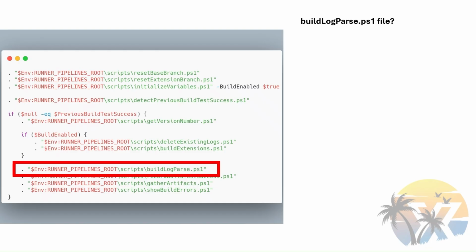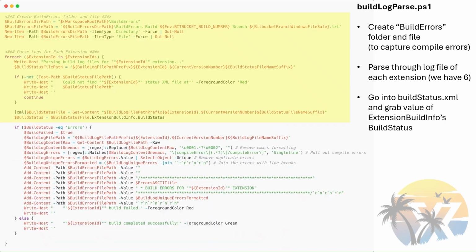We have build log parse. So the reason I made this was because, again, I wanted to be able to capture the actual compile errors and deliver them to the developer without them having to open CET developer. So how are we going to parse the log files? Looks something like this.